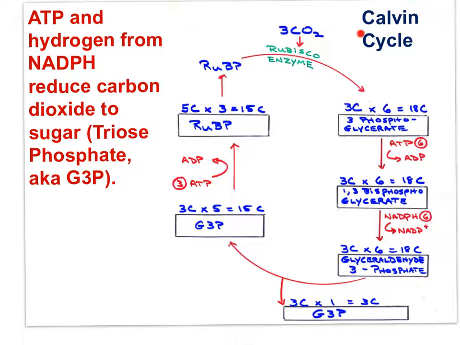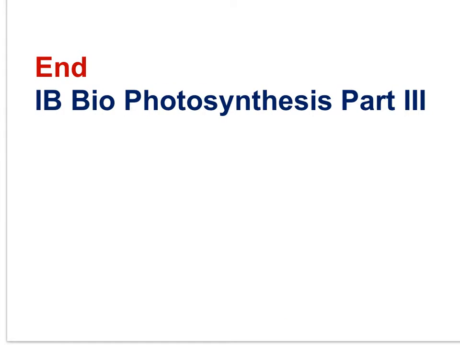Part 4 will examine the Calvin cycle in detail, but some aspects of this diagram should already feel familiar. Do you see the inputs of ATP and NADPH, providing energy and reducing power respectively to drive the fixing of carbon dioxide into carbohydrate? And that brings us to the end of IB Bio Photosynthesis Part 3.